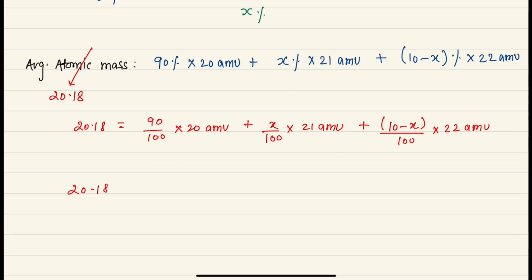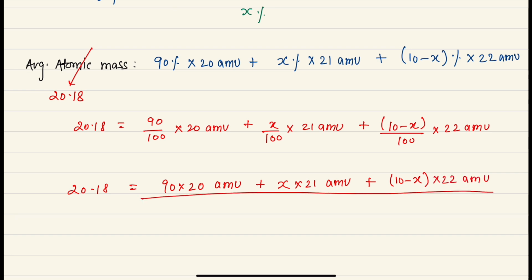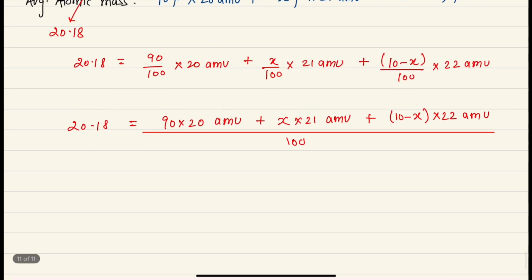And from here you will get 20.18 equals 90 into 20 AMU plus x into 21 AMU plus 10 minus x into 22 AMU, by 100. Just simple maths, okay? You can do it yourself also. And now from here if you calculate, you will get x equal to 2%. x equal to 2%. And this is your answer.